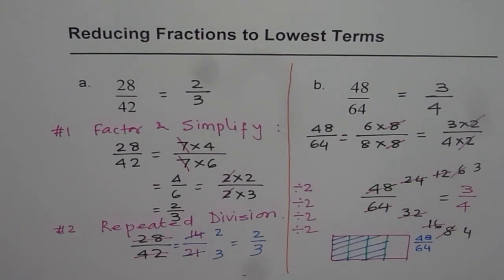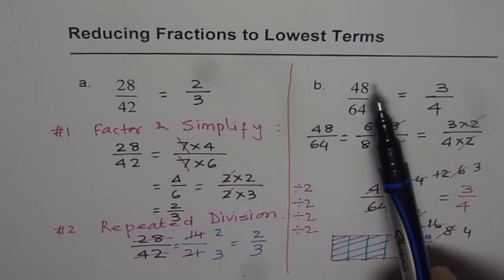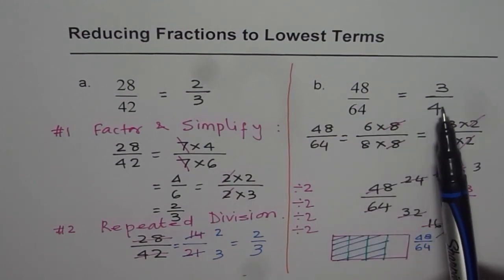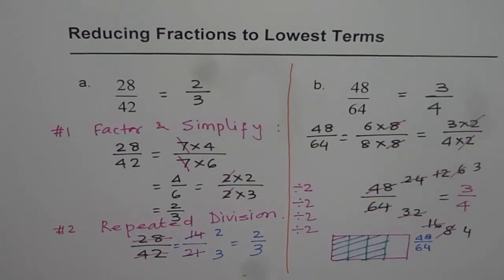So follow any method you like to reduce, and then try to visualize what this fraction was, right? These big fractions are difficult to understand, but once you simplify, they are simpler to understand. So it makes sense. I hope you appreciate it.